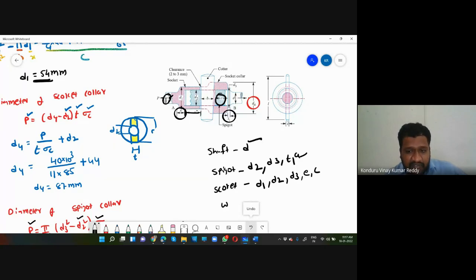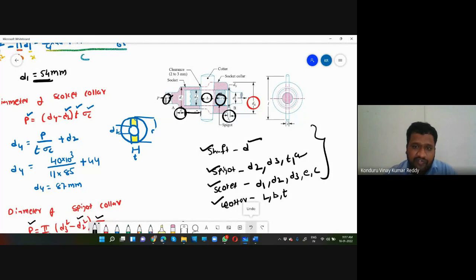After that we should go for the quarter. For the quarter we have to find out length value, width value, that is B, and thickness value T. Width value, thickness value, and length of the quarter. These are the terms that we have already found out in this particular problem for designing this particular figure. You have to draw this figure and you have to write all these procedures in order to get 10 out of 10 marks.